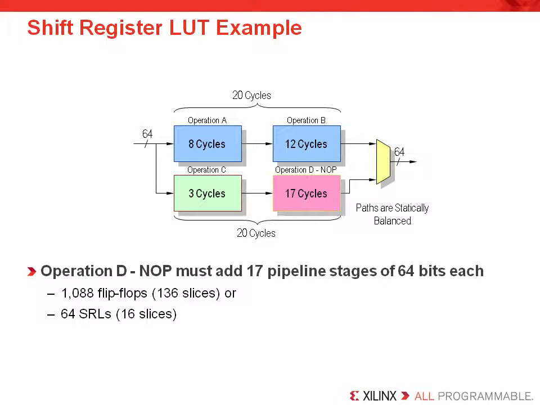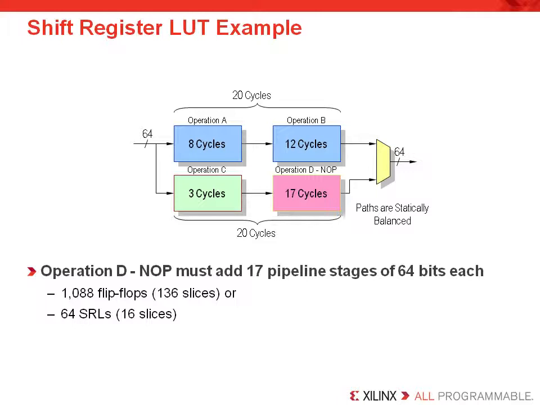This is an example of the use of a shift register LUT. The SRL can be used as a programmable delay element, or a no operation or no op. In this example, you see a 64-bit bus being processed through operation A, B, and C. A has a delay of 8 clock cycles, B has a delay of 12 clock cycles, and C has a delay of 3 clock cycles. Because the data processed is also grouped at its output with a multiplexer, these data paths must synchronize so that appropriate data is compared at the multiplexer. To do this, the SRL can be used to delay the C operation by 17 clock cycles.